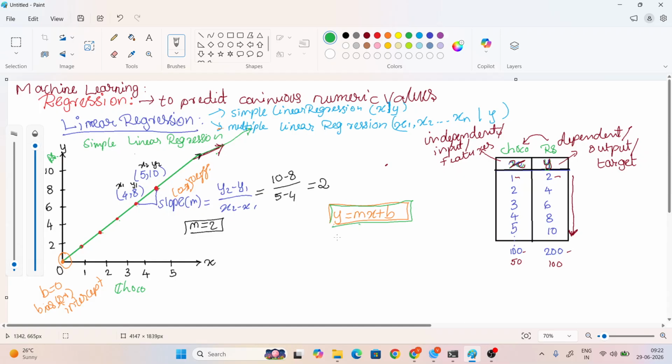We just applied it, guys. What's the m value? M value is 2. What's the x value here? 1, plus b. What's the b value? 0. So if x is 1, what's the answer of y? 2. Yes. Now tell me, if x is 2, what is the answer of y?